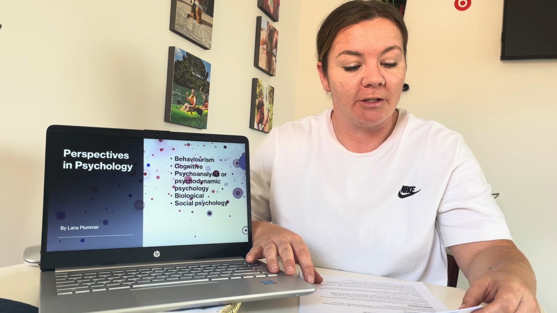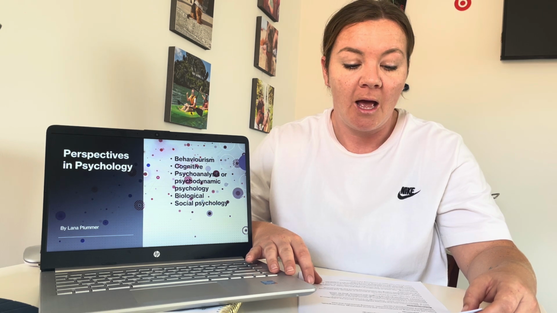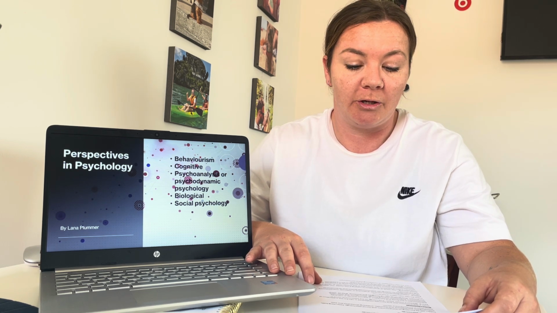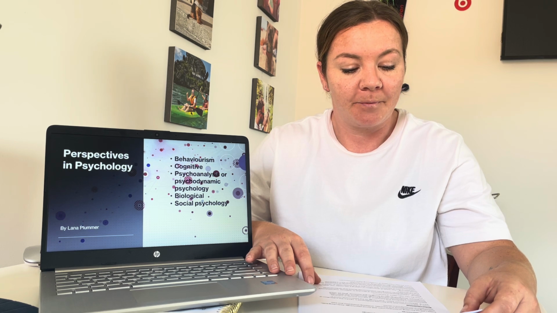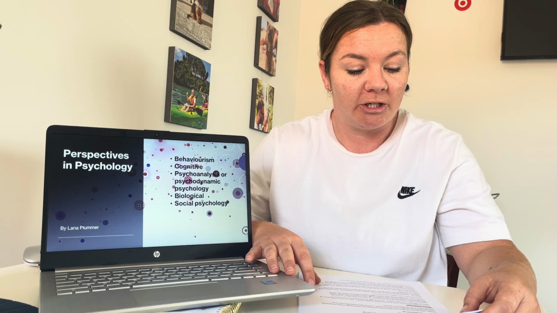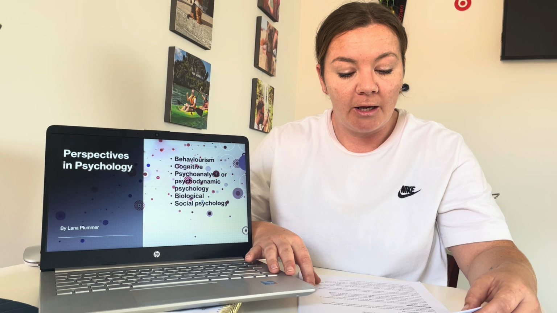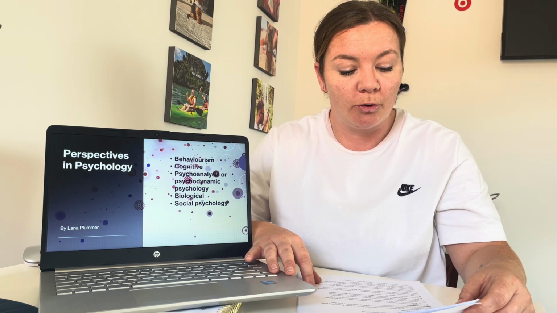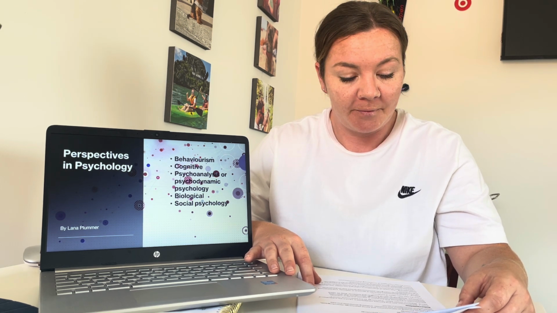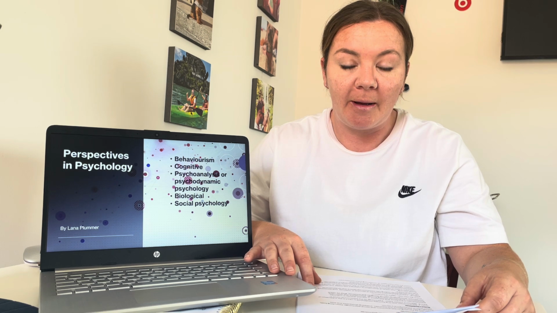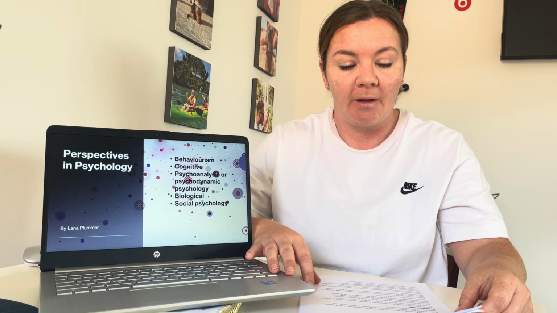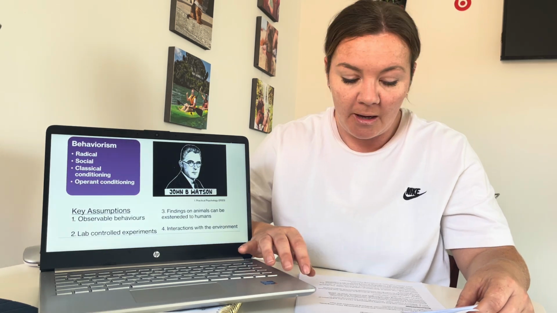Psychological perspectives refers to the different approaches and theories to understand human behaviour and mental processes. There are 5 main, but not limited to, psychological perspectives. They are behaviourism, cognitive psychology, psychoanalysis, psychodynamic psychology, biological psychology, and social psychology. Today I'll be focusing on behaviourism and social psychology, describing both, evaluating key assumptions and theorists, analysing similarities and their application in contemporary issues. Firstly, behaviourism.